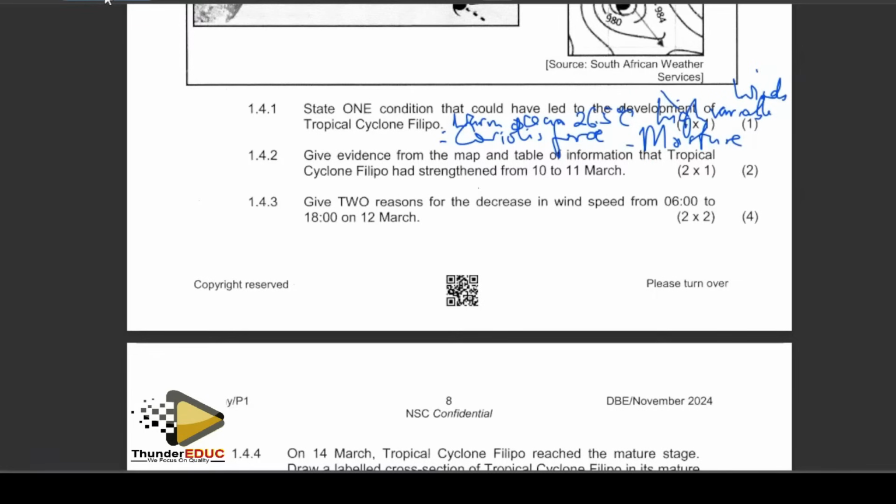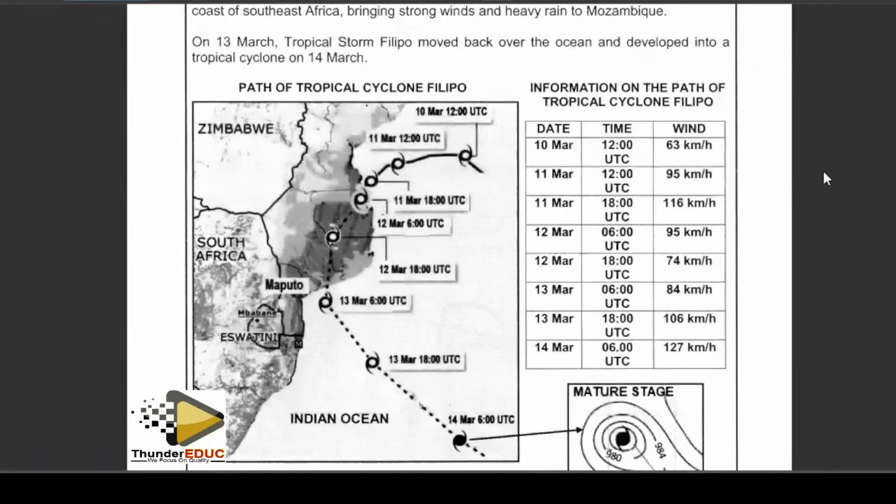Give evidence from the map and table of information that the tropical cyclone had strengthened from 10 to 11 March. Right, let's go to the infographic. From the 10th and 11th of March, it shows that the tropical cyclone had strengthened. Right, let's check from the map here. The 10th of March is here at 12 o'clock. And the 11th of March is here until 6 o'clock, 1800 hours. So in this period, we are saying the tropical cyclone strengthened?